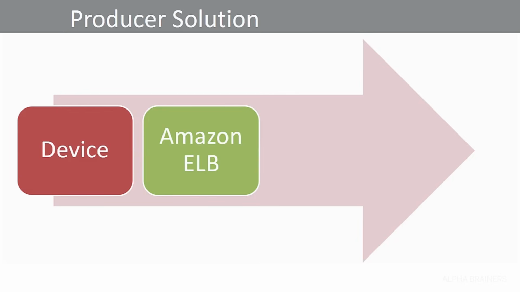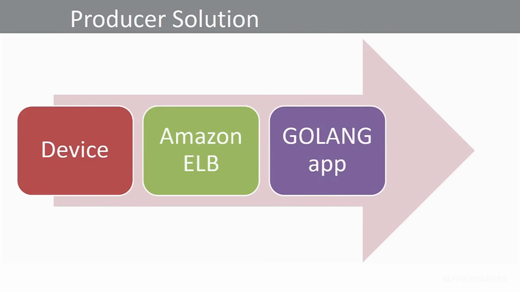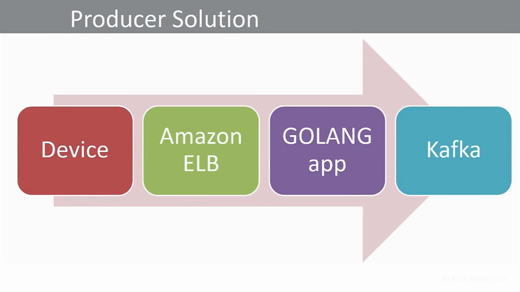And that initially gets sent to an Amazon ELB. ELB stands for Elastic Load Balancer. This is simply a way to spread out the load so that the data doesn't actually go all to one single location. They use a Golang app instead of a Java program to then send that information to Kafka. Now, a couple of things that are important about this.